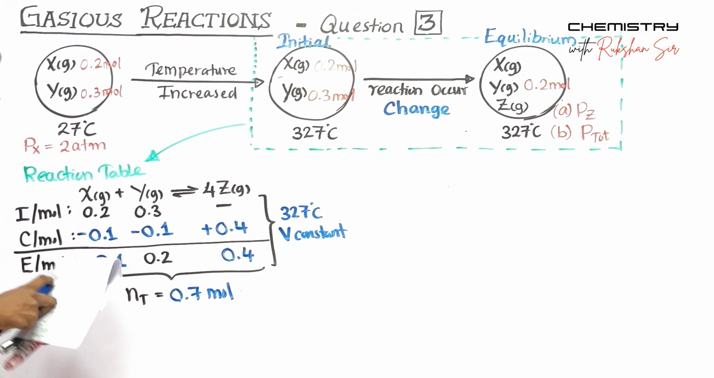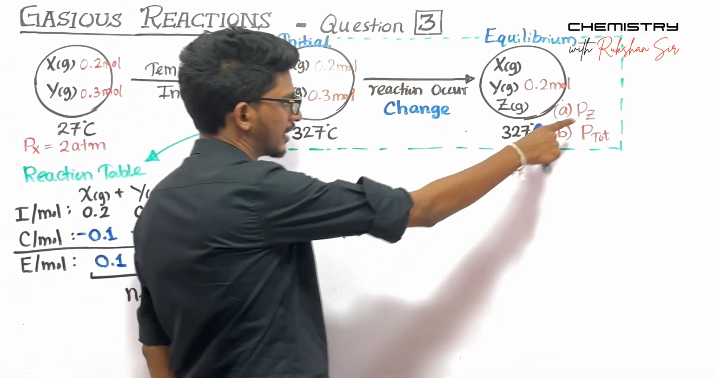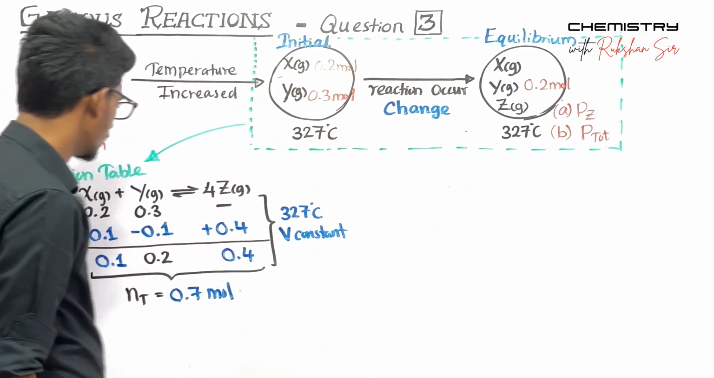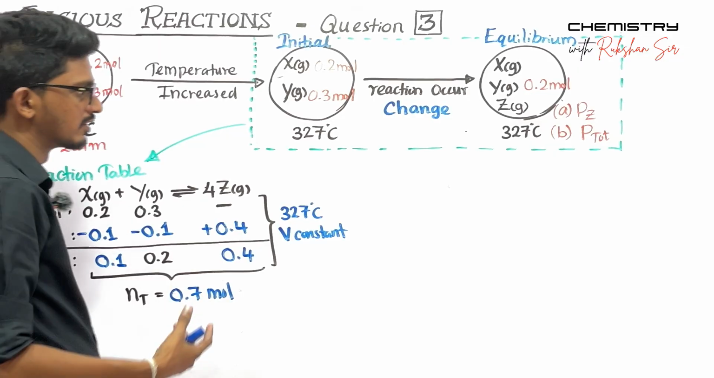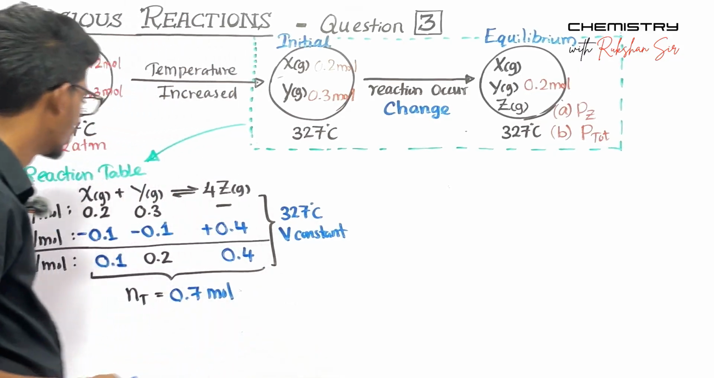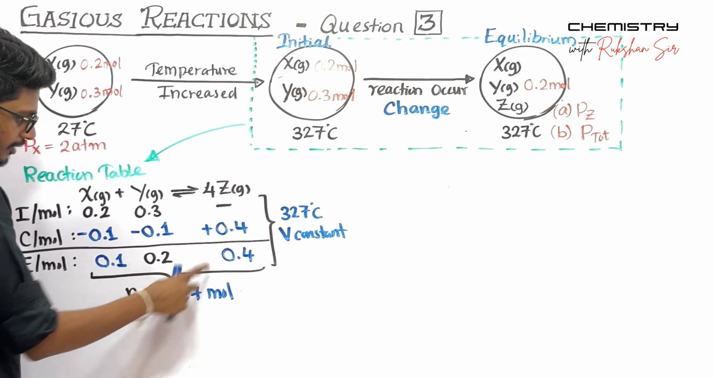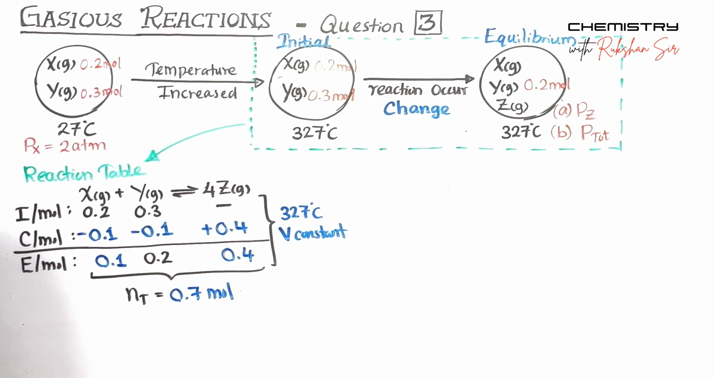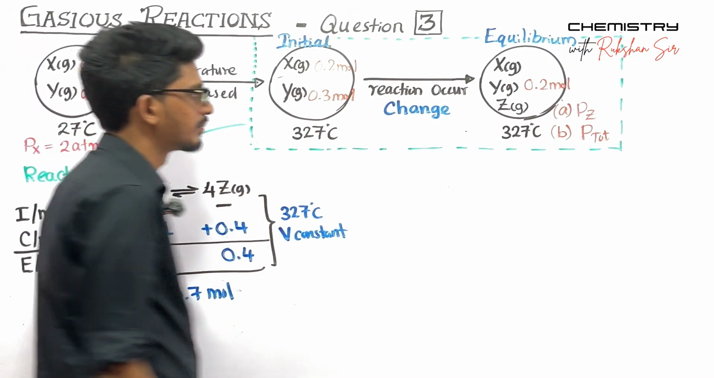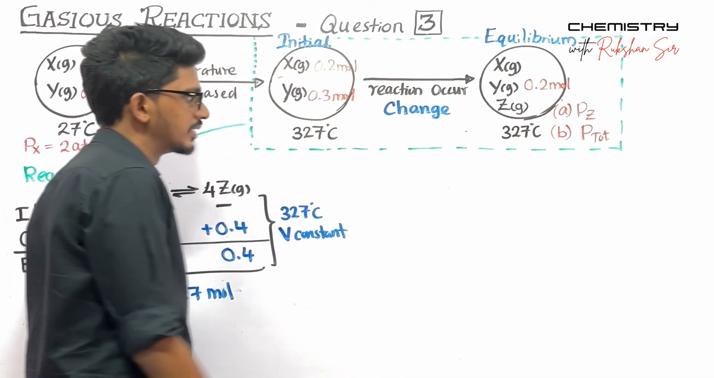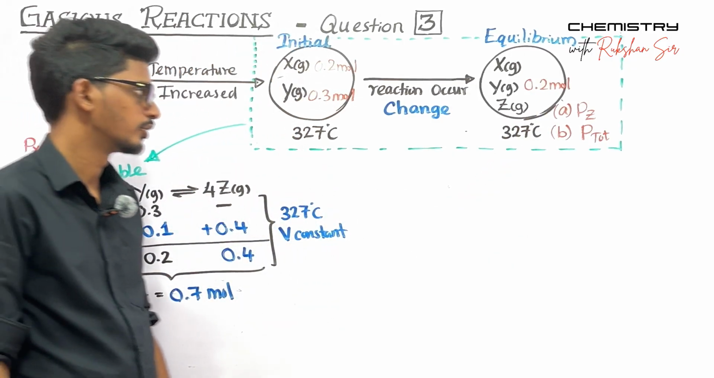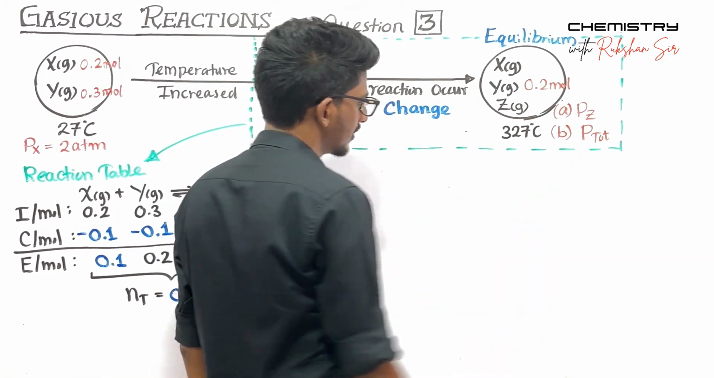Right, so to come up with the partial pressure, we now know the mole fraction. The partial pressure is given by the mole fraction times P total. We know the mole fraction of Z because the number of moles of Z is known, as well as the total number of moles. But the problem is, to come up with the partial pressure, you need to know the total pressure as well. So let's try to come up with this P total first of all.